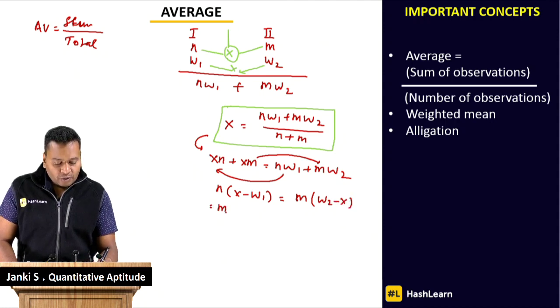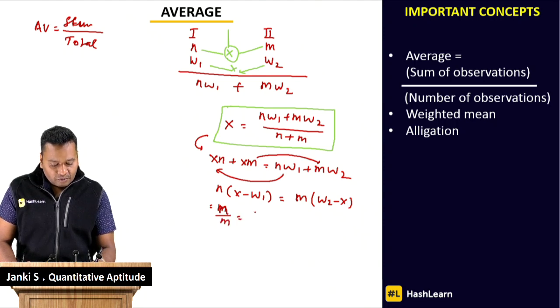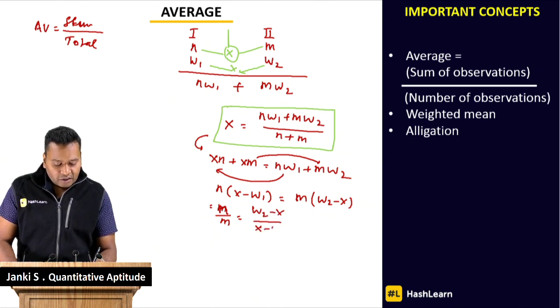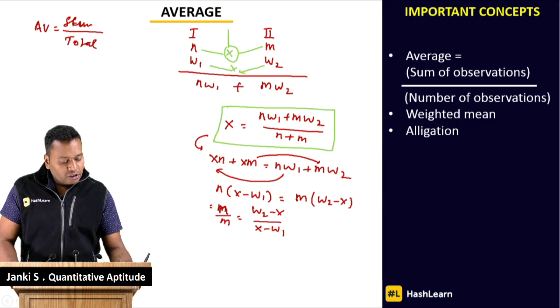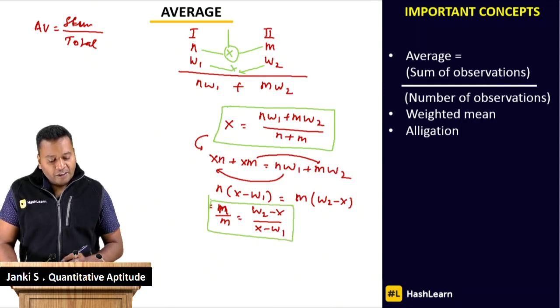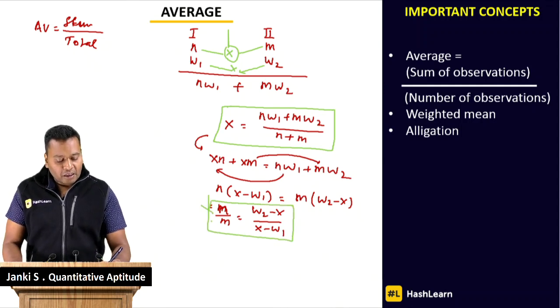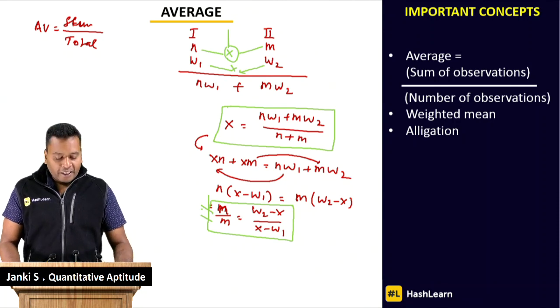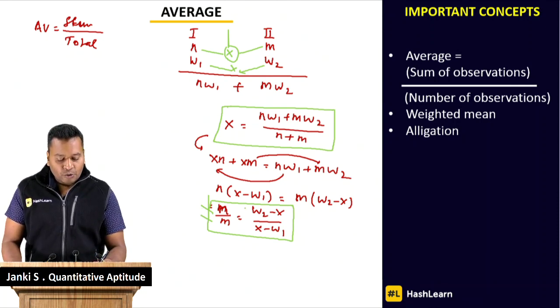So I can find out the ratio between n and m here. That's nothing but W2 minus x divided by x minus W1. So this is the format of allegation. Now what is the process of allegation? Basically understand it like this: allegation is to find out in what proportion two or more elements are available. Right, so for that, what are we using? We are using the individual average weights and the average weight.